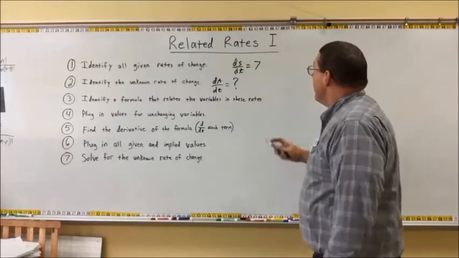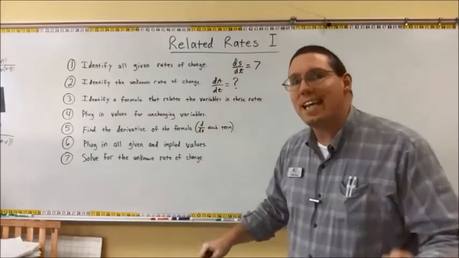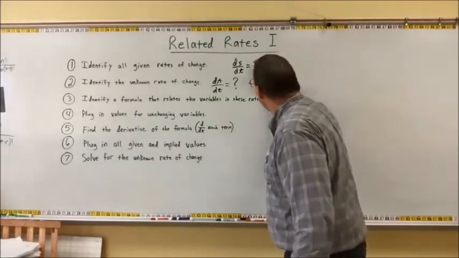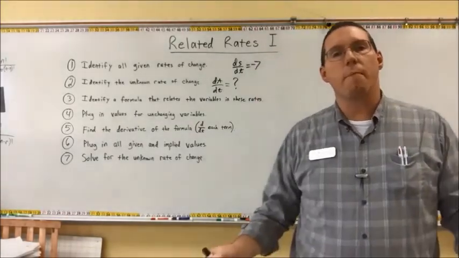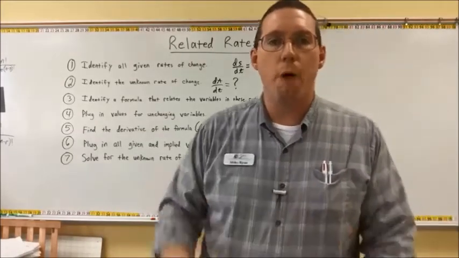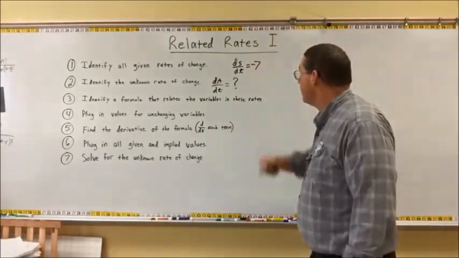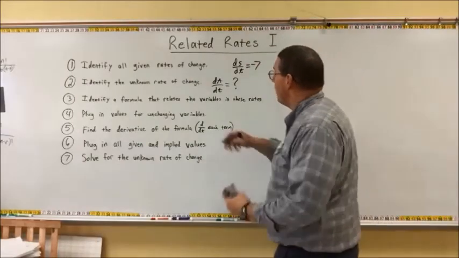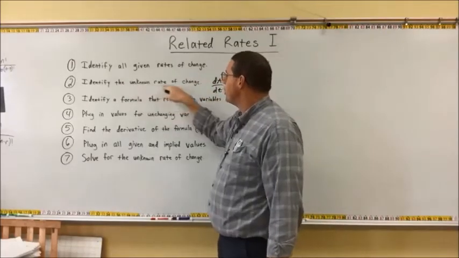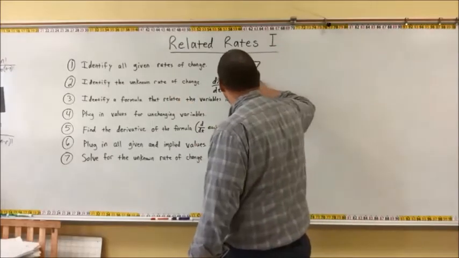By the way, if the question said that the side length of a square is decreasing at 7 meters per second, then we would put -7, because when something is changing to where it's getting smaller, its rate of change is negative. And so we would put -7. So we have to identify any given rates of change, their values. Then we have to identify the rate of change that the question is asking you to answer for. Okay? All right, got that?